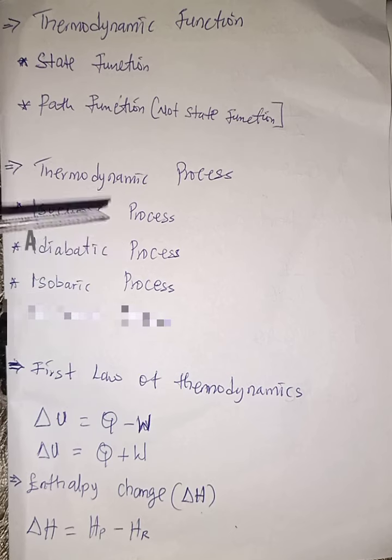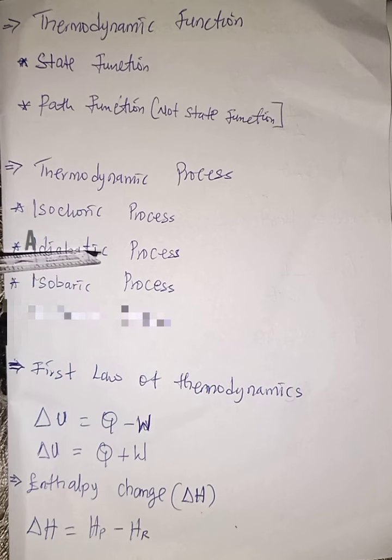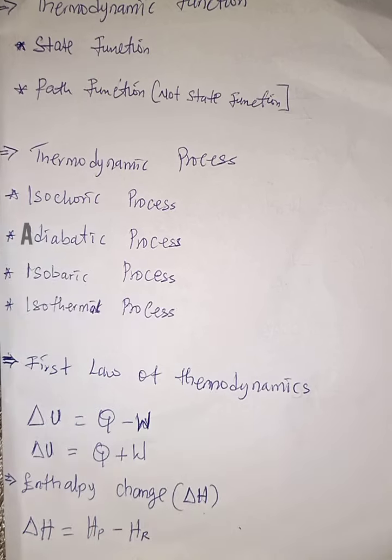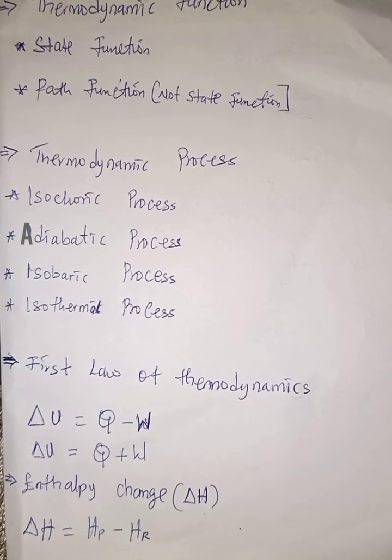Adiabatic process is a process the system undergoes in which the heat will not change. It's a process at constant heat. Isobaric process is a process at constant pressure, a process the system undergoes in which the pressure will not change. While isothermal process is a process a system undergoes in which the temperature will not change. The constant temperature process is the isothermal process.